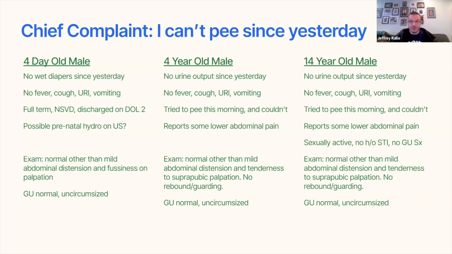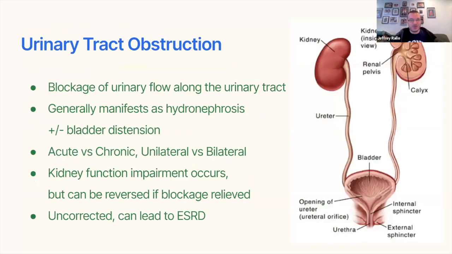All right, so we have 3 identical stories, different age groups. But in my head, there's a different number 1 differential for each of these. So just trying to get your brain working a little bit. This first case is a general urinary tract obstruction case, how to think yourself through it.